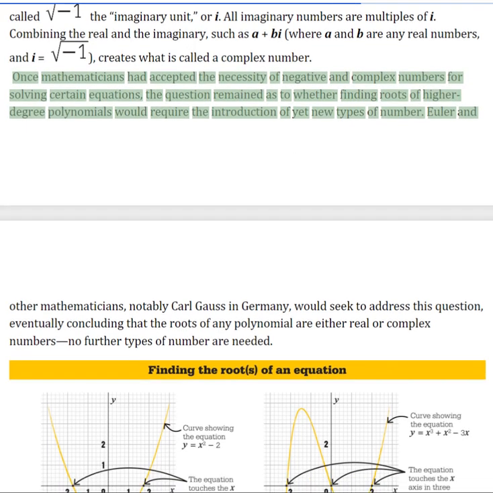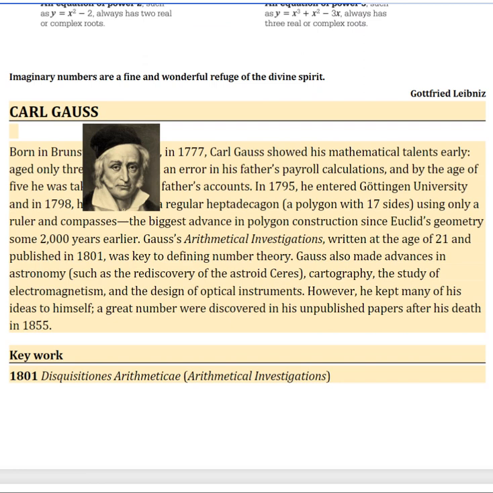Once mathematicians had accepted the necessity of negative and complex numbers for solving certain equations, the question remained as to whether finding roots of higher degree polynomials would require the introduction of yet new types of number. Euler and other mathematicians, notably Karl Gauss in Germany, would seek to address this question, eventually concluding that the roots of any polynomial are either real or complex numbers. No further types of number are needed.